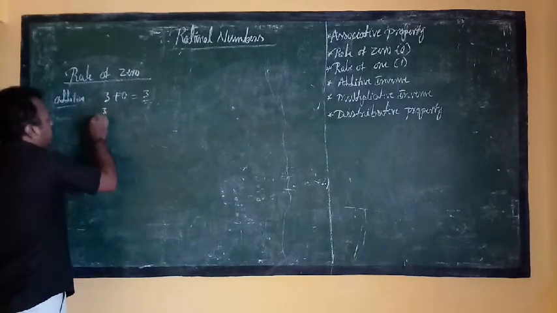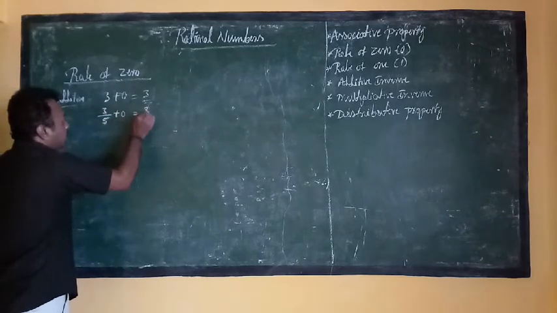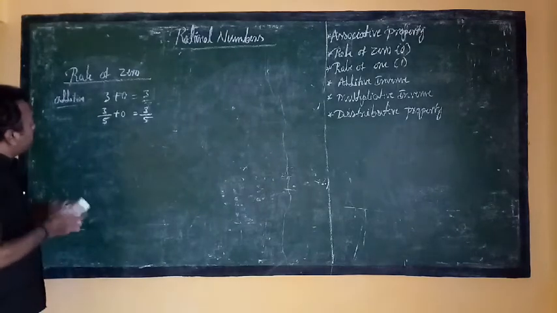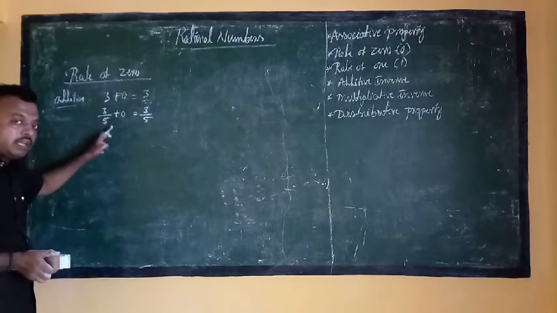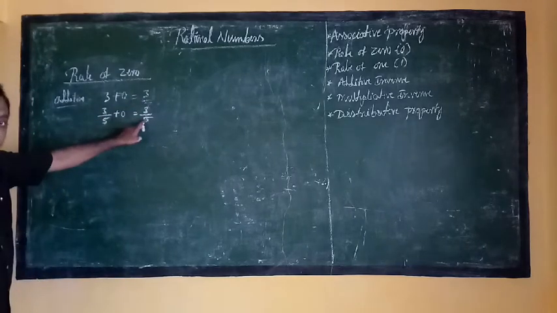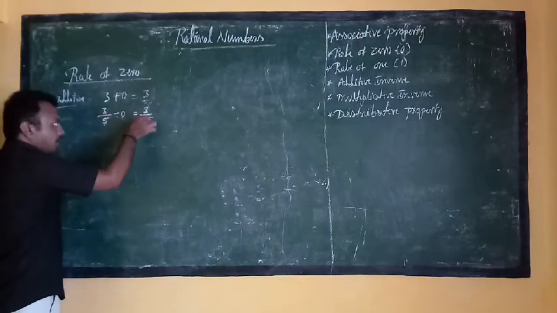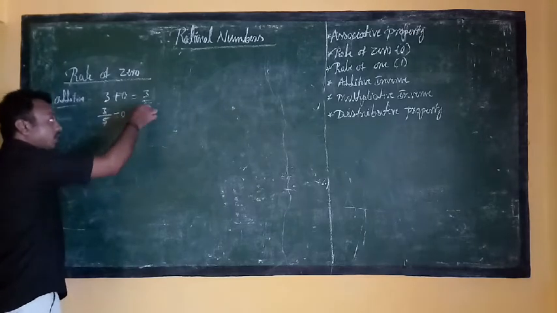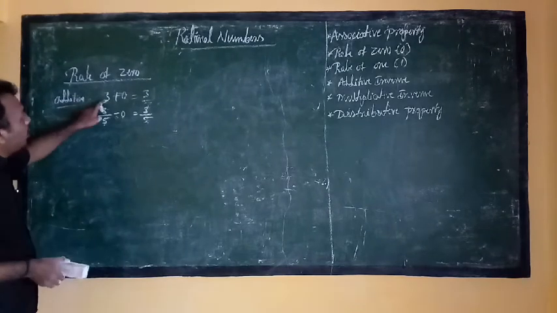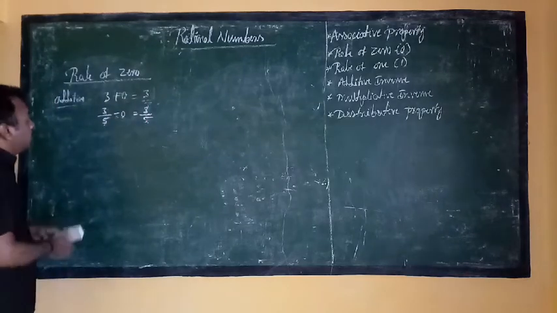So you can take 3 by 5. 3 by 5 is one of the rational numbers. If you add 0, the result becomes the same itself only. If you add or subtract, the result becomes itself, correct? See, 3 by 5 minus 0 is 3 by 5. 3 by 5 plus 0 is 3 by 5. So first of all, in addition, if you add any rational number to 0, the result becomes itself.